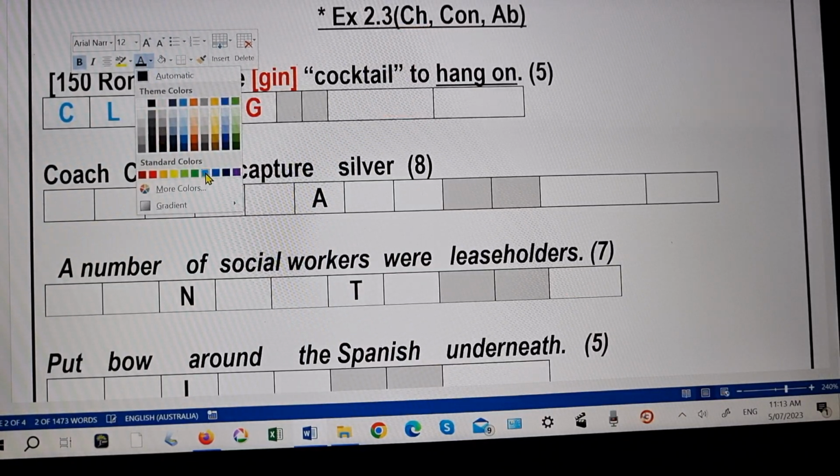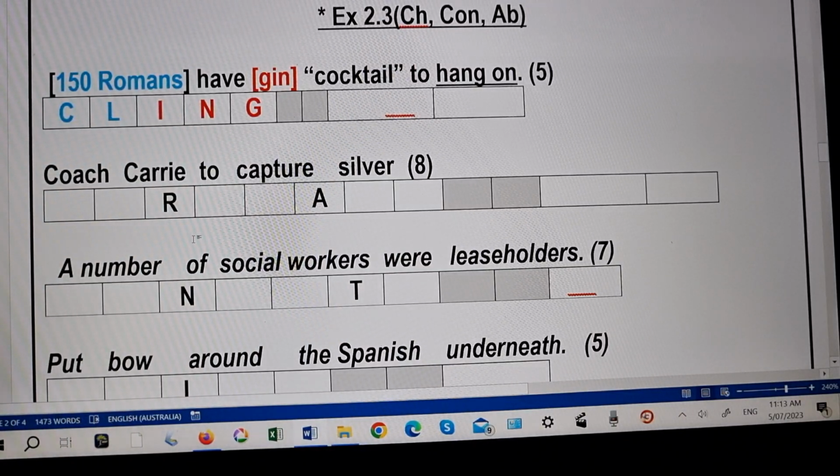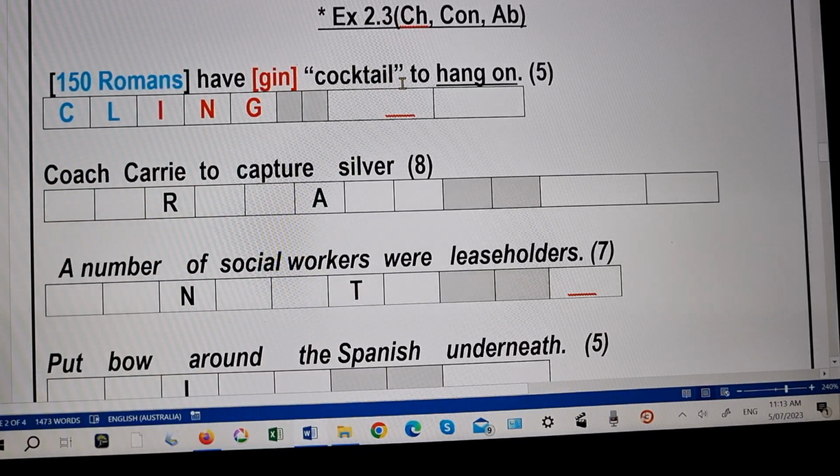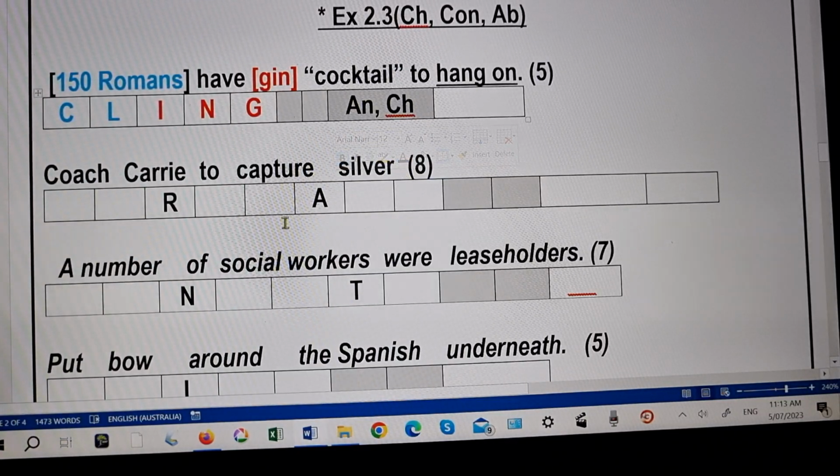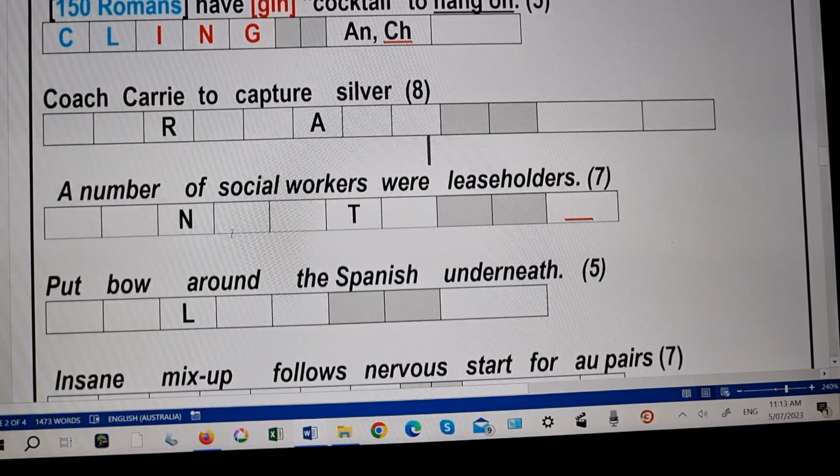So there's your story. 150 Romans, that's your CL. Have gin, gin, charade, anagrammed. Hang on is your key. And we approved it. What have we used? We used a charade. You could call it a charade, yes. And we have an anagram. Okay, so we should have those too. There it is, anagram and charade. Right, next one.